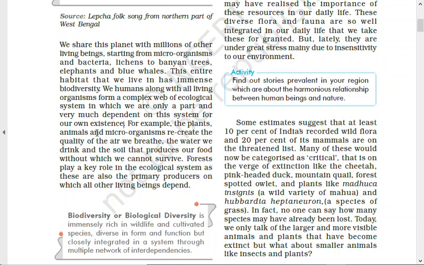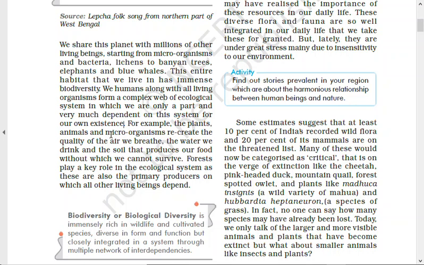For example, the plants, animals, and microorganisms recreate the quality of the air we breathe. We have already studied and know about it. The water we drink and the soil that produces our food, without which we cannot survive naturally, because these are the most important basics of life: air, soil and water. So the forests play a key role in the ecological system, as these are the only primary producers on which other living things depend. So see, the plants are the primary producers.